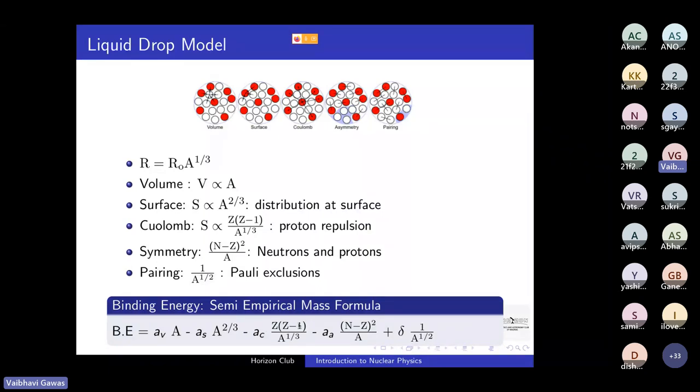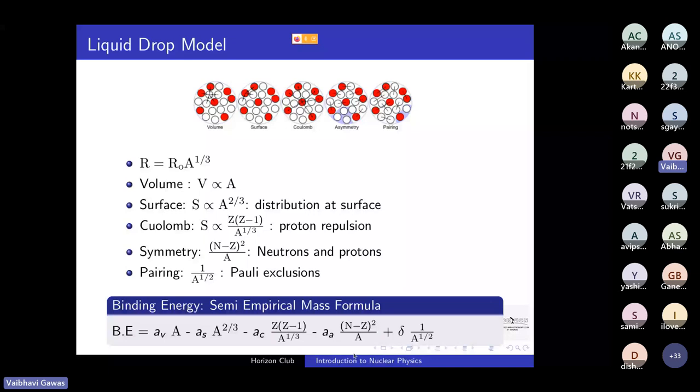Then the next term is the asymmetry or symmetry term, either way. This happens because when the neutrons and protons fill up the shells inside the nucleus, we try to do it in such a way that there is a proton-proton pair and a neutron-neutron pair inside. If you have a number of protons equal to the number of neutrons, the asymmetry term is considerably reduced, since there is a symmetric distribution inside the nucleus. To account for this, we have the quantity a_A, the constant of proportionality, into N minus Z squared divided by the total mass number A.